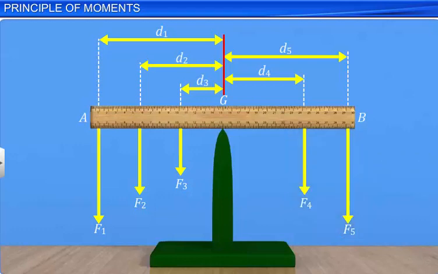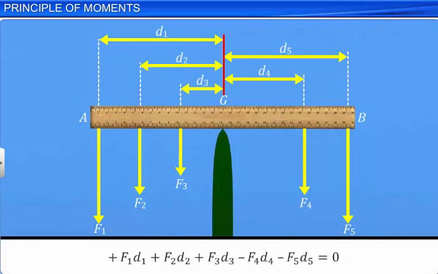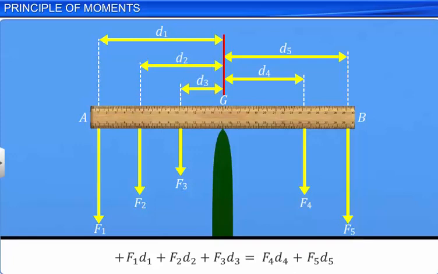According to the principle of moments, the algebraic sum of the moments taken about point G must be equal to 0. Applying the principle of moments here, you get plus F1d1 plus F2d2 plus F3d3 minus F4d4 minus F5d5 is equal to 0. Or plus F1d1 plus F2d2 plus F3d3 is equal to F4d4 plus F5d5.